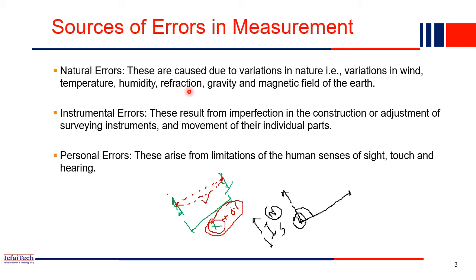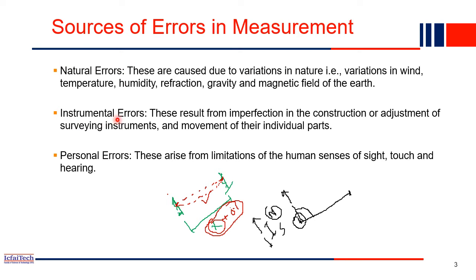But these measurements, whatever we have discussed, these errors occur because of environmental variation, not our fault. It is because of environmental variation, like variation in wind. We can't do anything. Temperature, humidity, all these things will be there, and the magnetic field of Earth. So that's why we call this type of error natural errors.